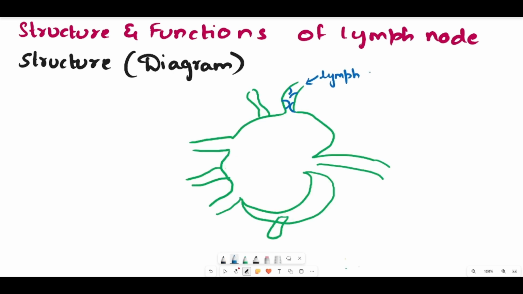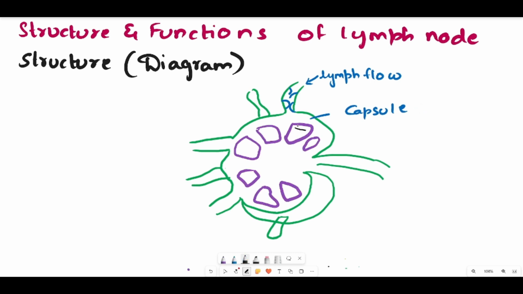Here the lymph flow occurs, and this outer part we call the capsule, and this part we call the lymphatic nodule. And these pink colored structures, together, are called the cortex.